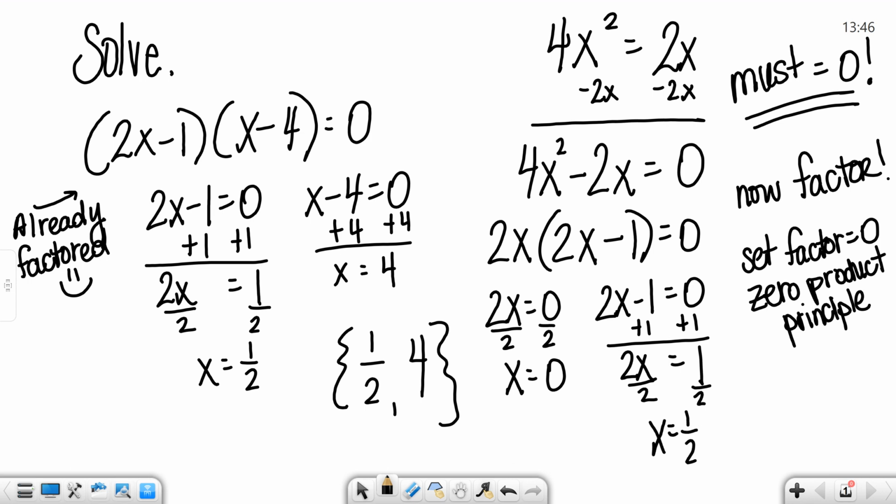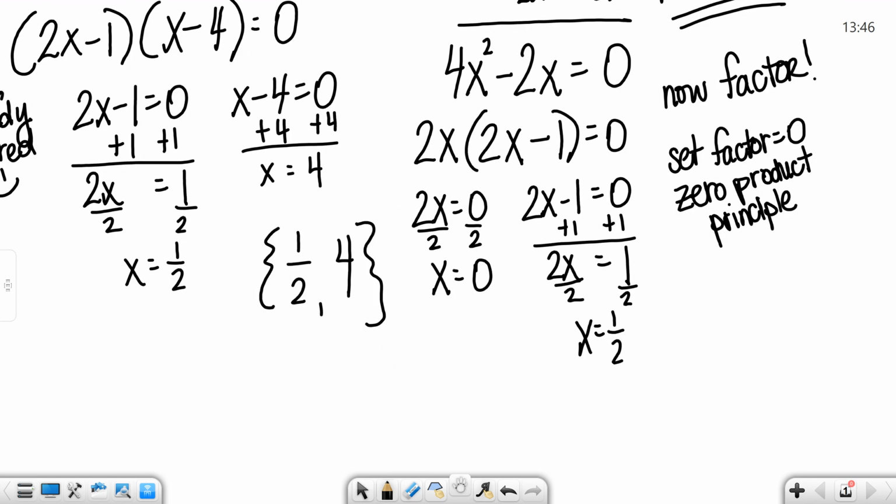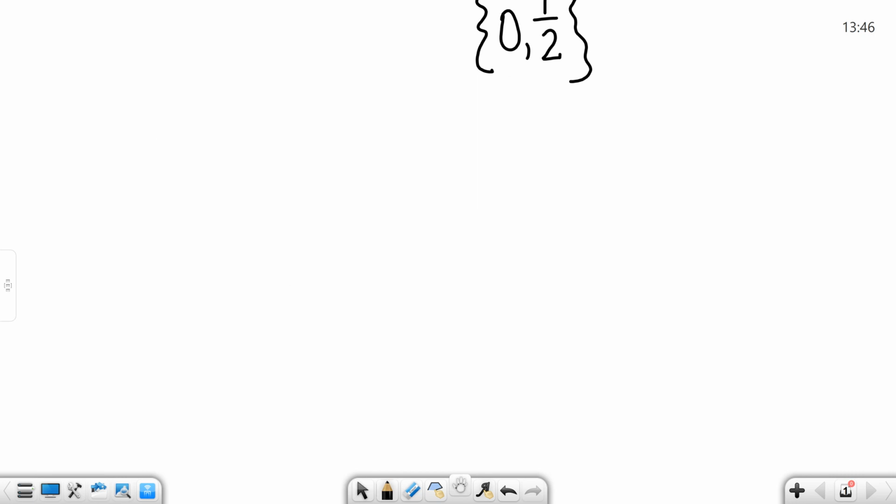So here's what I see happen. People get an answer like x equals 0, and for some reason in our minds, we think, oh, 0 is not really an answer. Guys, 0 is a number just like 5 is a number. So 0 is an answer here. So my solution set, my two answers, are 0 and 1/2. Again, pay attention to how your MyMathLab wants your answers. And there we go. Let's try some more.